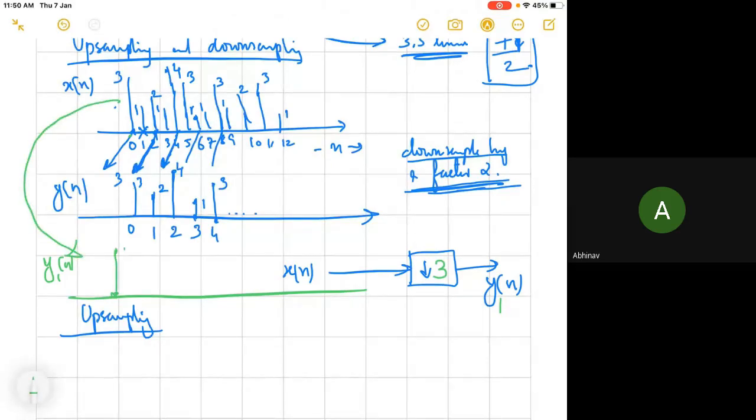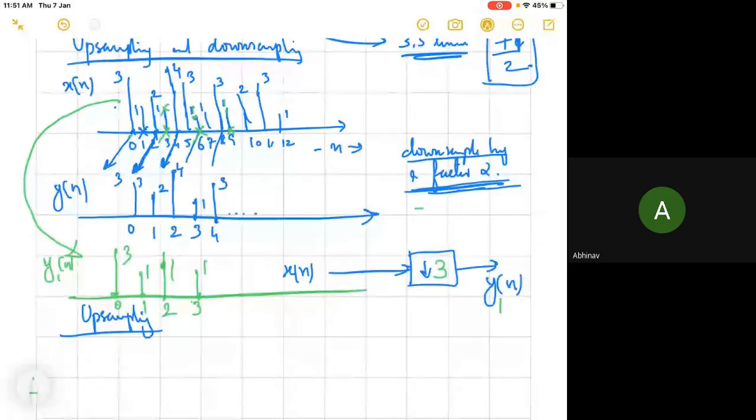At 0 you have 3. At 1 you have whatever you have at 3. So here you can see that at 3 you have a value of 1. So that 1 you write. At 2 you take whatever you have at the value of 6, which is 1 again. At 3 you take whatever you have at value 9. That is 1 again. So that is downsampling.